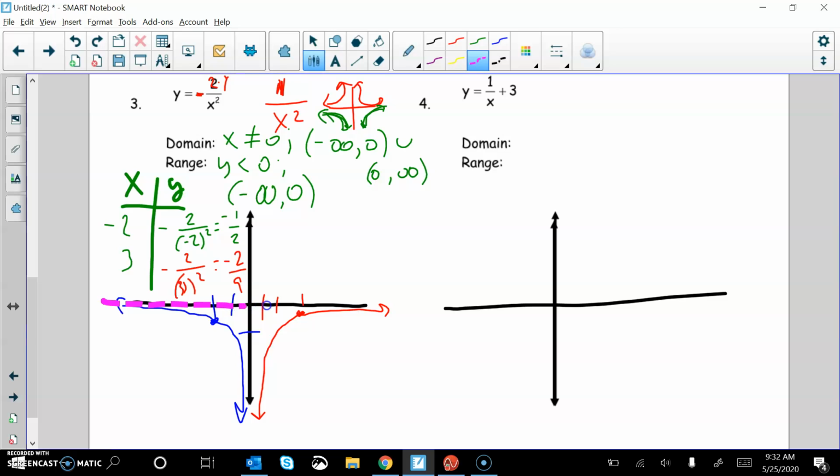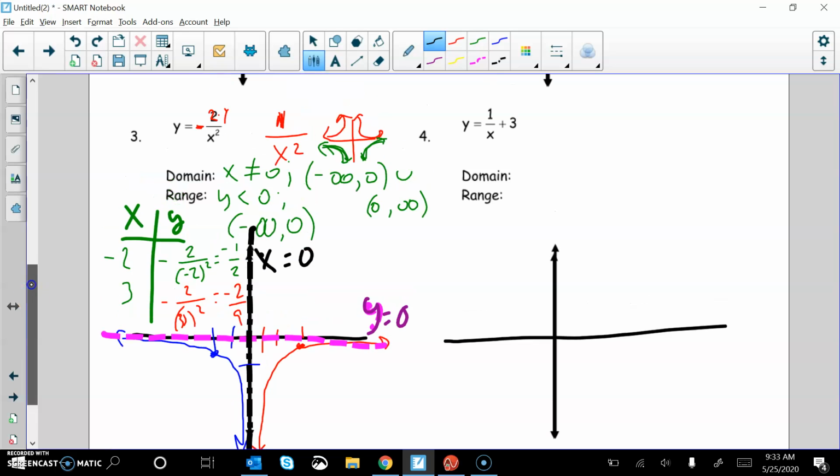Still has the same horizontal asymptote. That has an equation of y equal to 0. And the same vertical asymptote. So those did not shift. And that has the equation x equal to 0. Those are your asymptotes, domain and range. And there's a graph for number 3. Let's go on over to number 4.